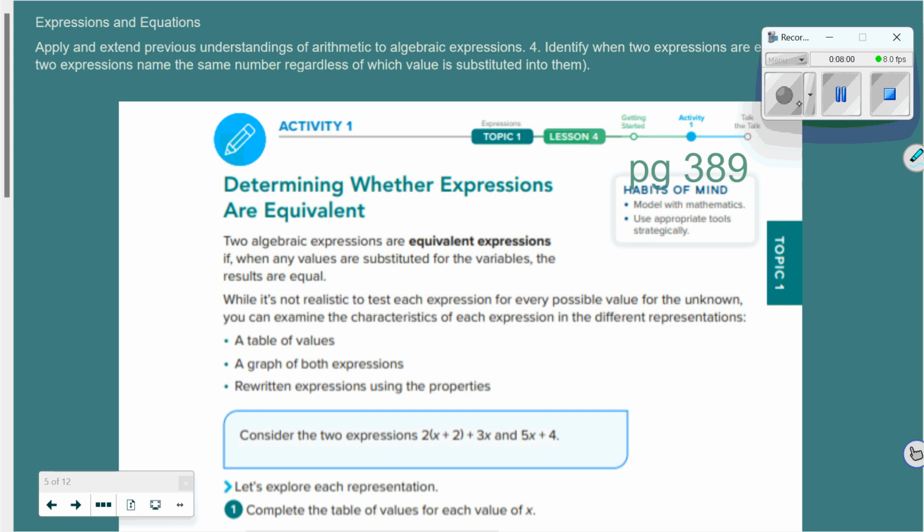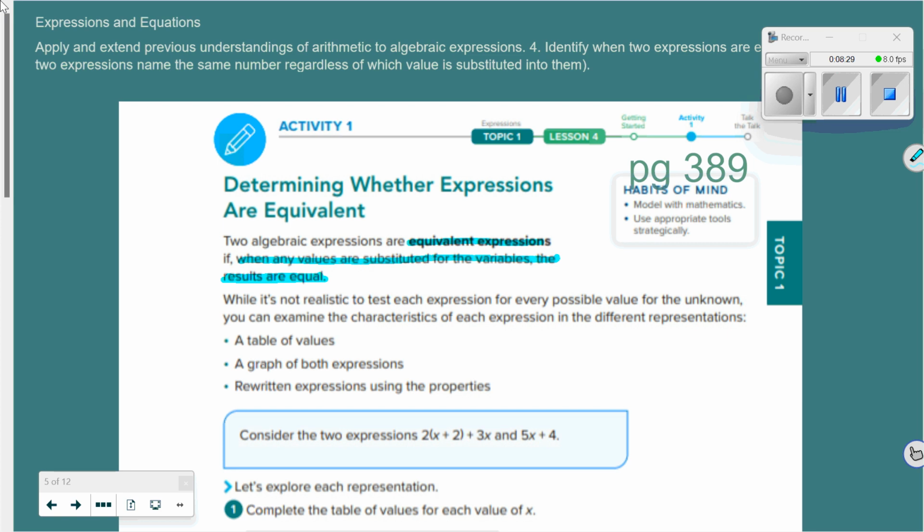Our first one, we've got our definition. It's really important. We talk about equivalence so often, and you're seeing that's what this whole lesson is about. It's in like five of the four bullet points. Okay, what are equivalent expressions? It means when any values are substituted for the variables, the results are equal. So an easy way to say it: when I put the same number in, I get the same answer out.